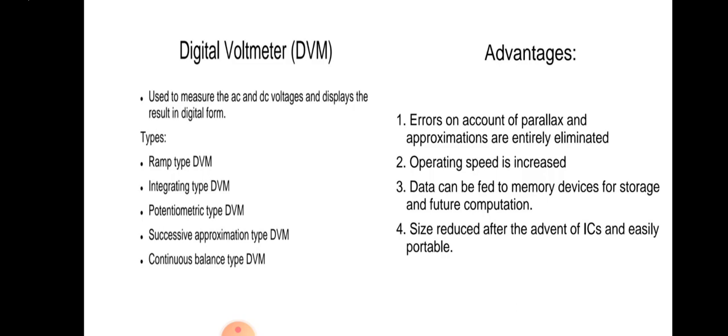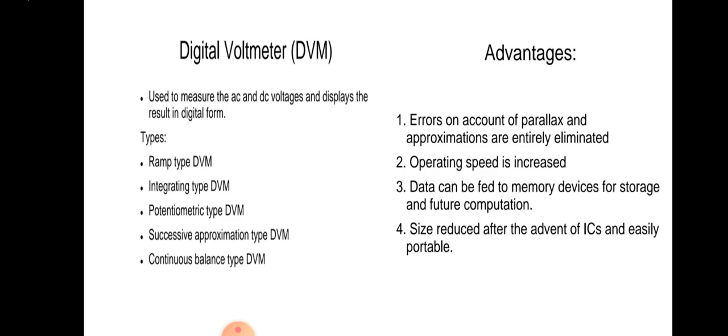Second, operating speed is increased. So DVM is a high speed operating device as compared to analog. Third, data can be fed to memory devices for storage and further computation. In analog, the pointer will give a particular reading, and after it is reset, it will come down to 0. In an analog voltmeter, there is no chance to store the data. But in a digital voltmeter, the data in the form of digits can be stored. So this is the advantage of DVM. And the last advantage is that size is reduced after the advent of IC, and it is easily portable.